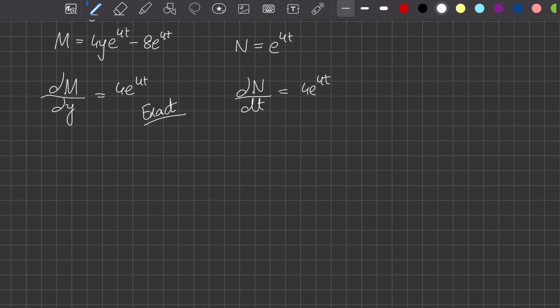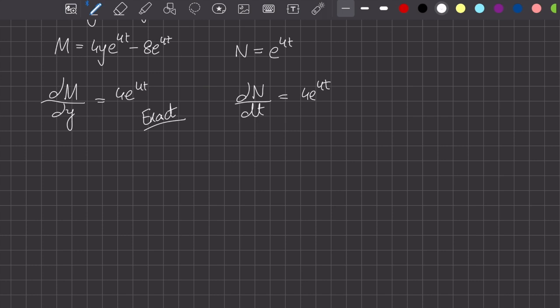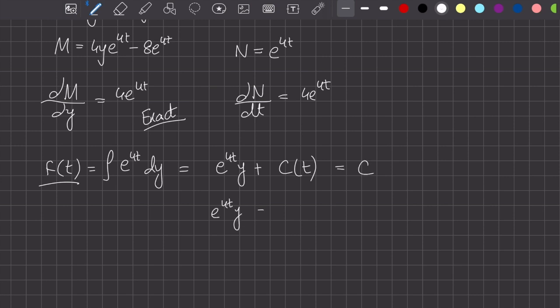Now, to find the solution function, we integrate either m with respect to t or n with respect to y. For the sake of simplicity, let's integrate the n term. That gives e power 4t times y plus c of t, and the function f is a constant too, which we can call c. The two constants can be combined to give a new constant which we call b. Therefore, b equals e power 4t times y. The e power 4t can be divided on both sides to get the solution y equals b times e power negative 4t.